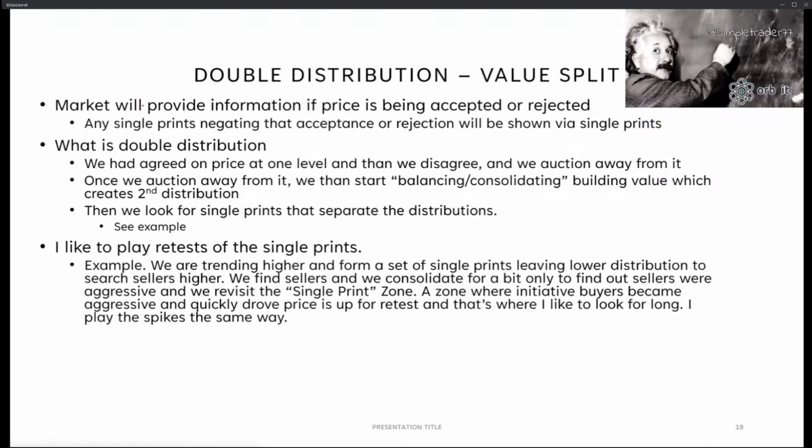Double distribution. So this is my bread and butter. I do like this setup, and it's the second highest confidence in terms of days. And then the retest of these levels plays a big role for me in terms of profits. Typically, you agree on a price and then it's divided by a set of single prints. The way it would look is, we agree on this price right here, and then emotional buyers come in and do the markup, and then they slow down again and they agree here.